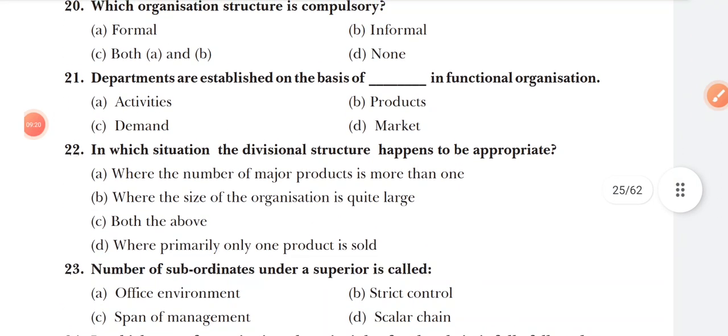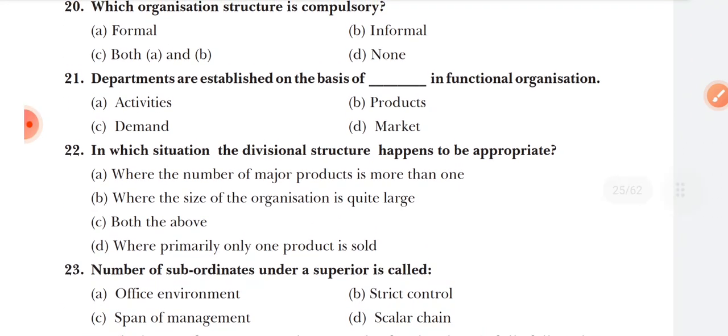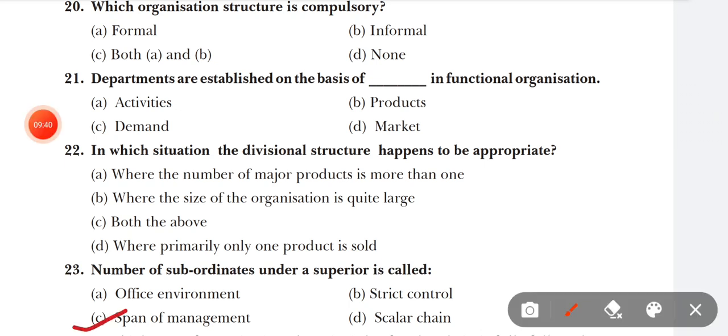Now question 23. Number of subordinates under a superior is called: option A, office environment. Option B is strict control. Option C is span of management. Or option D is scalar chain. And the correct option of this question is option C, span of management.